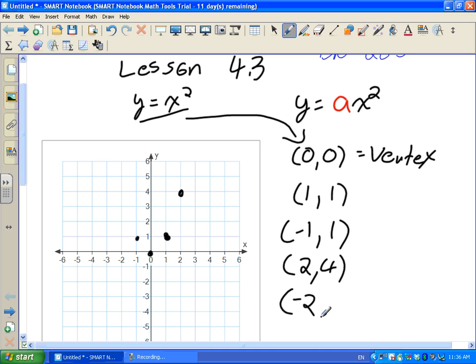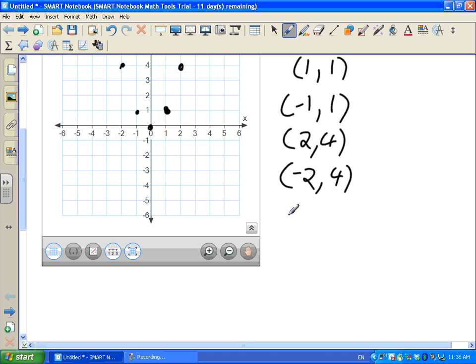If I go in the negative direction 2, what's my y coordinate? 4. Negative 2 squared is still 4. So another coordinate on this graph is negative 2 and 4. And then we can continue this pattern because this is a never-ending graph technically. What if I decide to go in the positive direction of 5? What would my next y coordinate be?